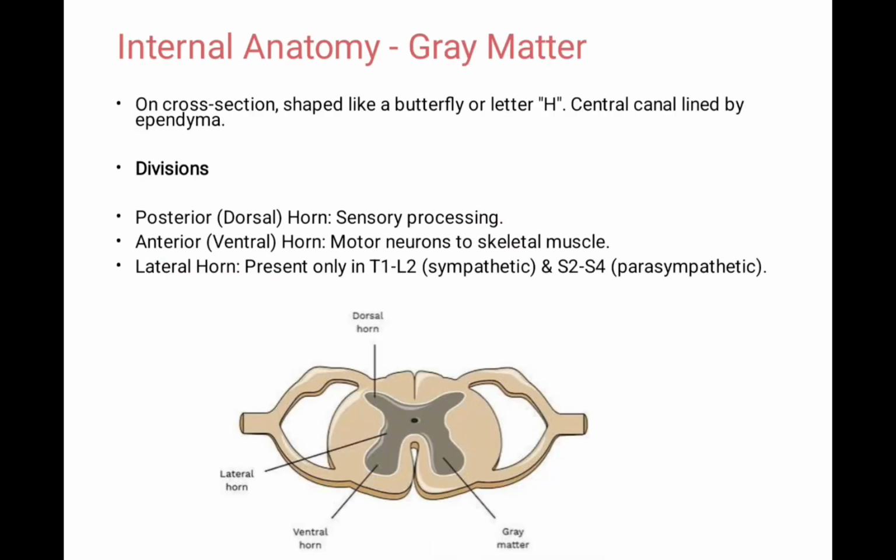So we're looking at the internal anatomy of the spinal cord, and we're going to start with the gray matter, which is this butterfly-shaped structure you're seeing here. On cross section, when you take a cross section of the spinal cord, you will see that the gray matter is shaped like a butterfly, or some sources say it is H-shaped, and has a central canal.